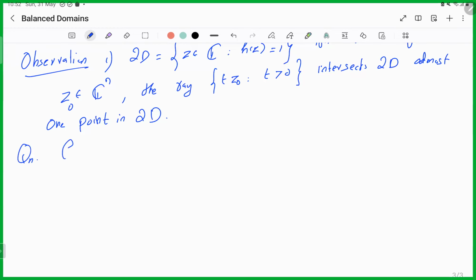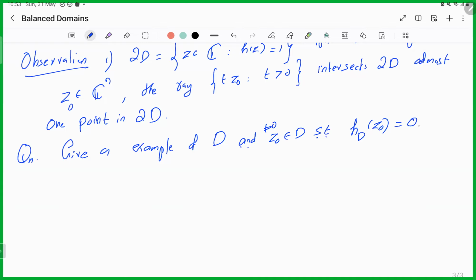The next question, related to that one: give an example of a balanced domain D and a non-zero point Z0 such that h_D of Z0 is equal to 0. Can you give one example? Such domains are always unbounded. Balanced domain.